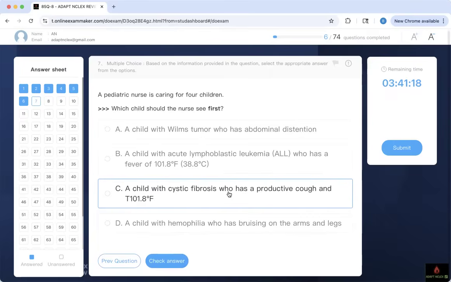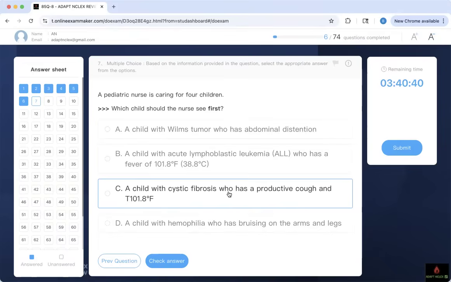Last prioritization question. Did you get 7 out of 7? After this, I know you do. Which client should the nurse see first? It's a child. The pediatric nurse is caring for 4 children, 4 peds. Who is in trouble? A: a child with a Wilms tumor who has abdominal distension. B: a child with acute lymphoblastic leukemia who has a fever of 101.8. C: a child with cystic fibrosis who has productive cough and a temperature of 101.8. D: a child with hemophilia who has bruising on the arms and legs.